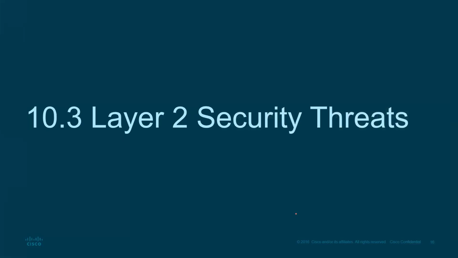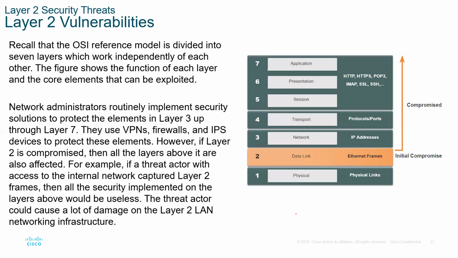Layer 2 security threats, layer 2 vulnerabilities. The OSI reference model is divided into 7 layers. Administrators routinely implement security solutions to protect elements from layer 3 up through layer 7 using VPNs and firewalls. However, if layer 2 is compromised, all the layers above are also affected.